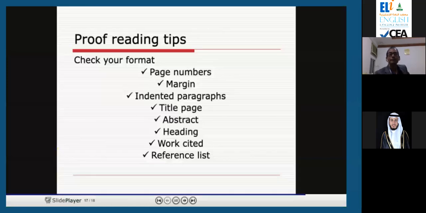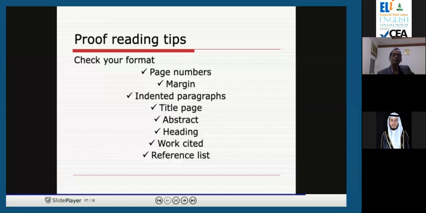So, proofreading tips. If I have to revisit these things, I want you to recap them, and have a look again at page numbers and margins. Page numbers are important because if you write many pages and don't number them, obviously the reader will be lost. Margin is not a big issue anymore because of the digital era. We don't have to keep the margin.